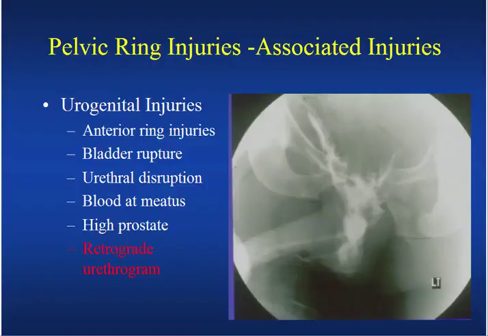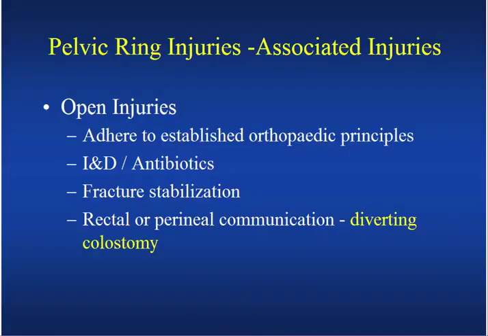Urogenital injuries should be suspected in any patients that have anterior ring injuries, pubic symphysis disruption, or significant pubic rami fractures. Bladder ruptures and urethral disruptions can occur. If you see blood at the meatus, or on clinical examination you have a high-riding prostate, those would be indications for proceeding with a retrograde urethrogram to specifically rule out the presence of a urogenital injury.